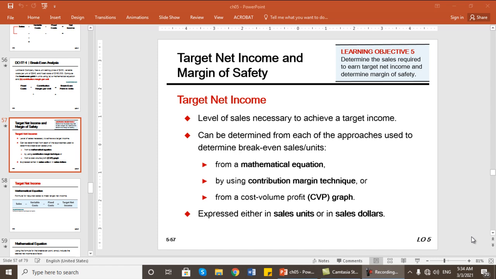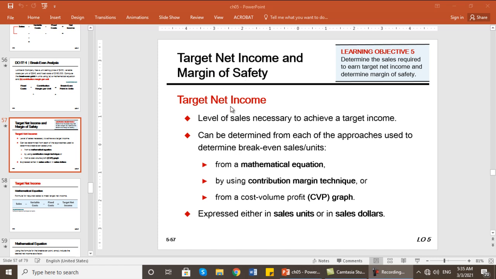Managerial Accounting, Chapter 5 Cost Volume Profit. Now, learning objective number 5: determine the sales required to earn target net income and determine margin of safety, as applied to the break-even point, target net income and margin of safety.